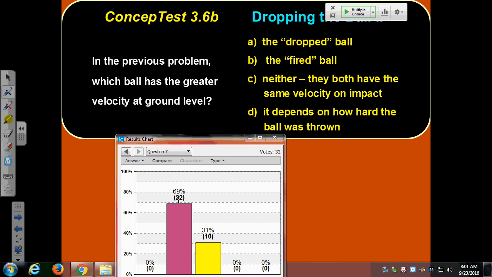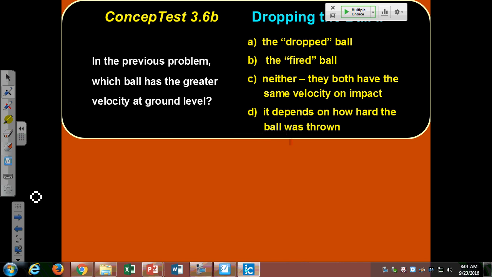Okay, the fired ball does have the higher velocity because they both have the same Vy. They both have the same y component of the velocity. But the fired ball has that additional x component that the dropped ball did not have.